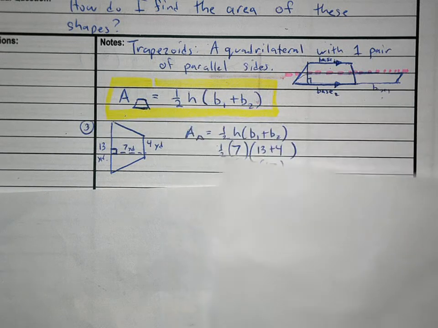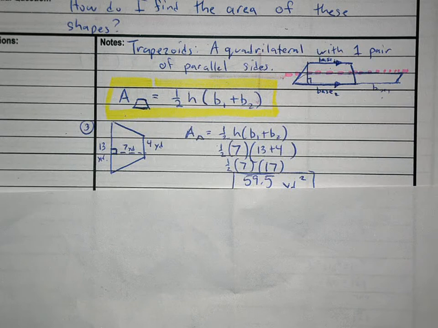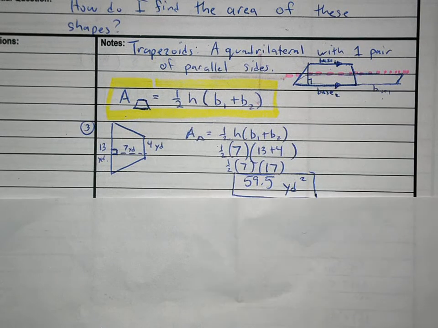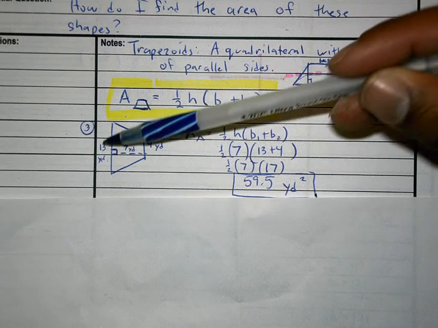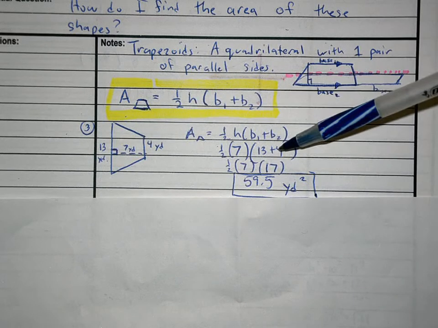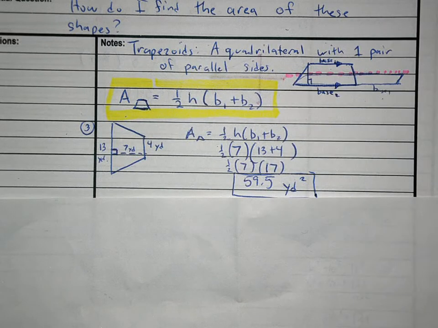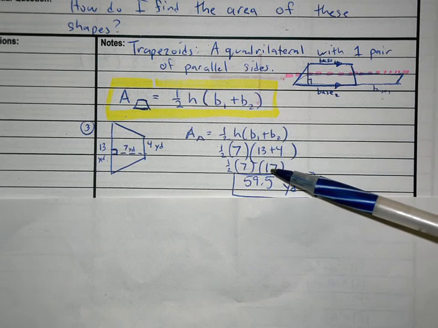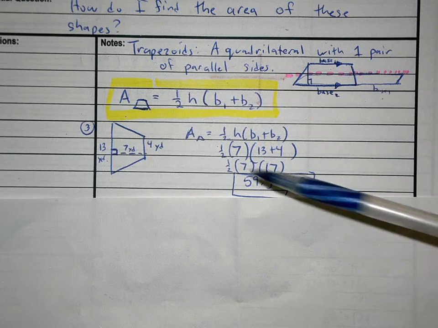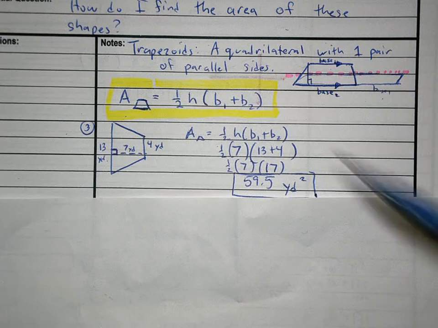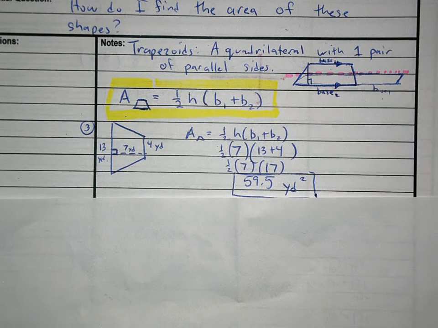And don't forget there is order of operations on this whole thing. So, if you have 13 and 4, you need to add those together before you multiply. 17 times 7 and half. If you can't take half of 7 or half of 17 and it doesn't come out nice and even, just multiply it on your calculator and switch it to a decimal. It comes out to half of 7 times 17, which is 59.5 yards squared.